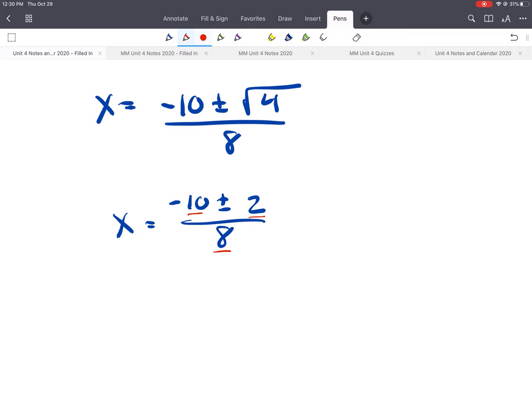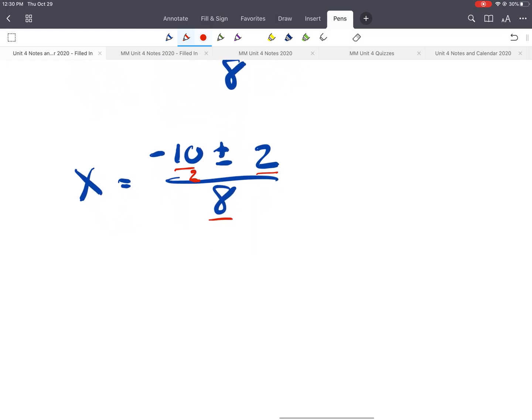Okay, so here we can divide 10, 2, and 8 all by 2. So maybe we will do that. And we'll get x is equal to negative 5 plus or minus 1 over 4. For this one, it doesn't really matter because when you're all done, you would get one answer. Either way, you'll get the same answer. But when we start getting roots and things like that, then it gets really important that you do the 3 musketeers.